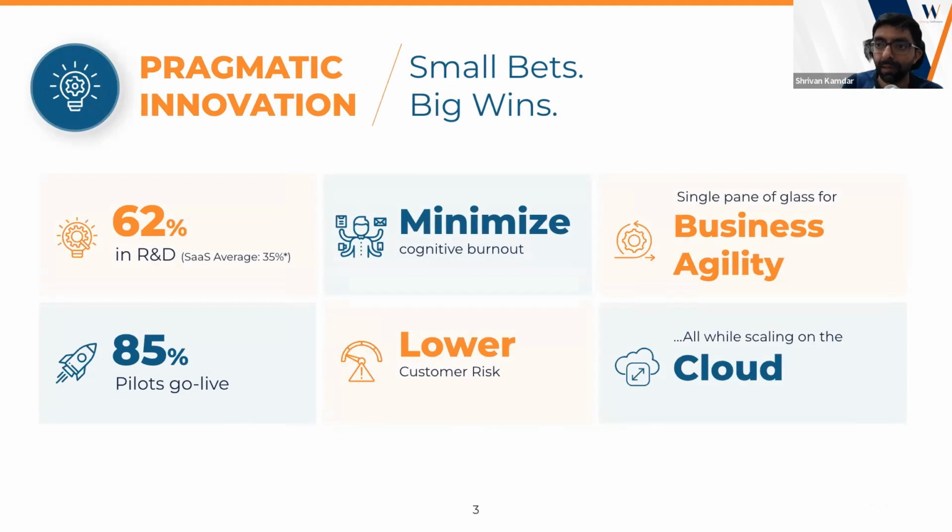We do have 62% of our staff in R&D versus an average of 35% in most other companies. We use that to lower the risk of everything we're trying to do for our customers, since the energy business does have a lot of inherent risk involved. We talked about the single pane of glass. Because we're lowering the risk up front, a lot of our prototypes and pilots have a high success rate, 85% plus, and everything's pretty much on the cloud.